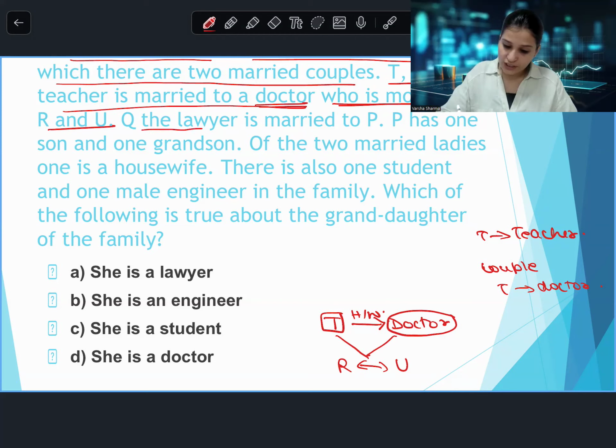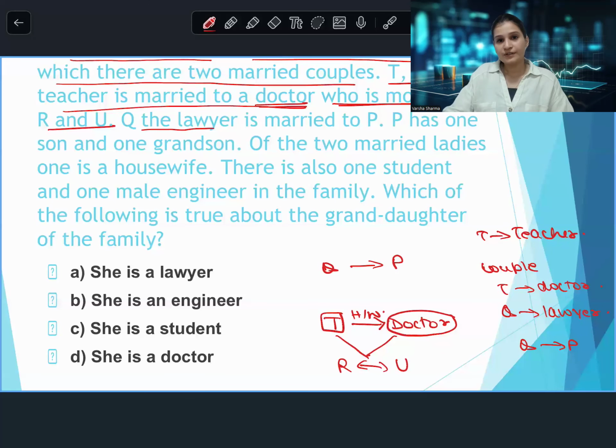Next. Q the lawyer. So we are sure about the profession of Q. The lawyer is married to P. Q is married to P. P has one son and one grandson. So don't you think here will be the two persons? Because we have only 6 people. We already have 2 generations. If we want a grandson, then there has to be a generation above. Yes, ma'am. Is it okay?